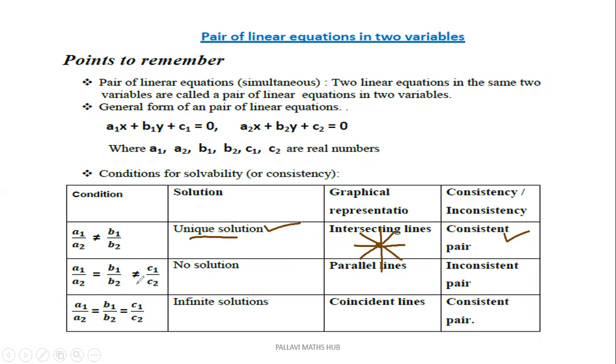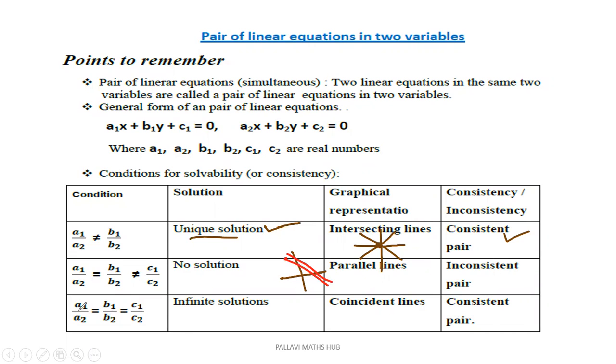Next, a1 by a2 is equal to b1 by b2, not equal to c1 by c2. Then the graphical representation is parallel lines. This is a graph. Here you will get two parallel lines, so they do not meet each other. So no solution. If a solution is not there, then it is inconsistent.